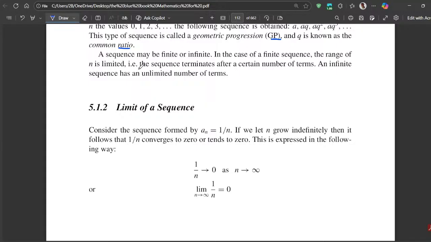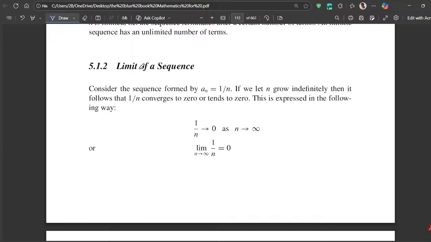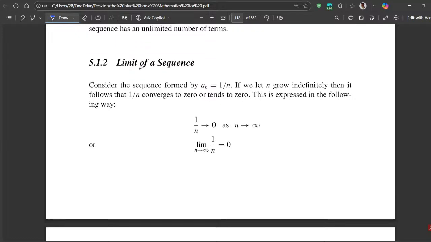Okay, let's go to 5.1.2, limit of a sequence. Consider the sequence formed by a_n equals 1 over n. If we let n grow indefinitely, then it follows that 1 over n converges.